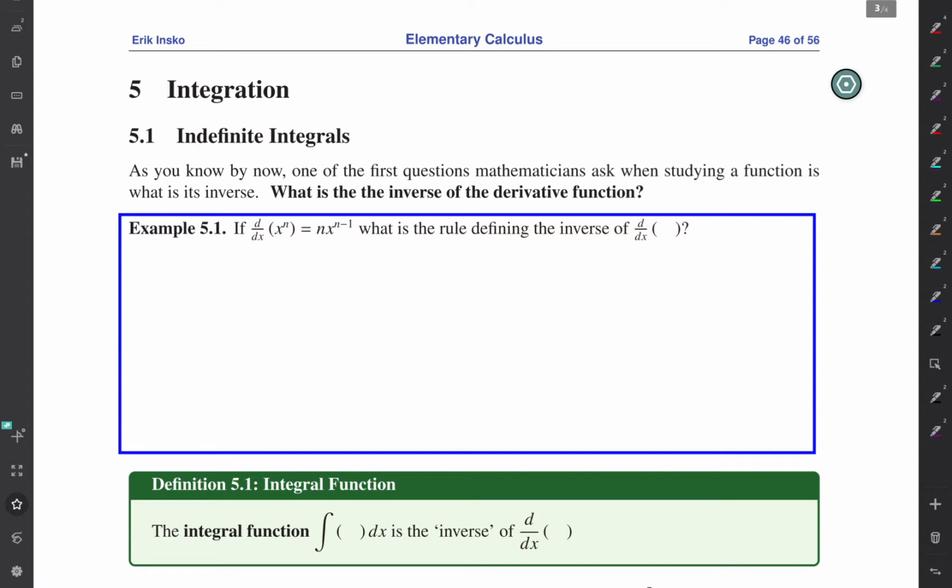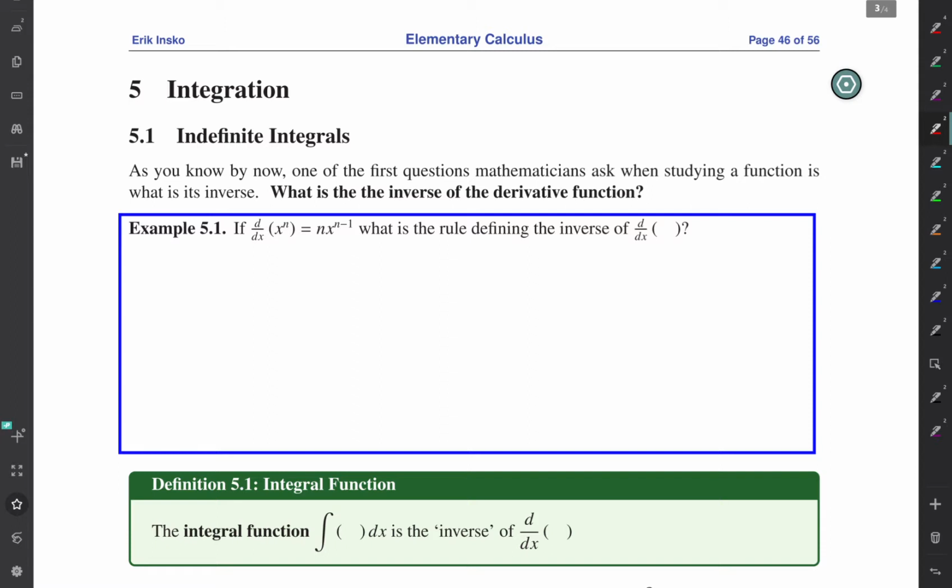Okay, in Chapter 5 we're going to be looking at integration, which is essentially the inverse process of differentiation, or taking the derivative. And so it's one of the things that mathematicians always ask: if you see a function, you ask what is the thing that undoes that function? What is the inverse of that function? And so in example 5.1 we're asked, what is the inverse, or what's the rule of finding the inverse of the derivative?